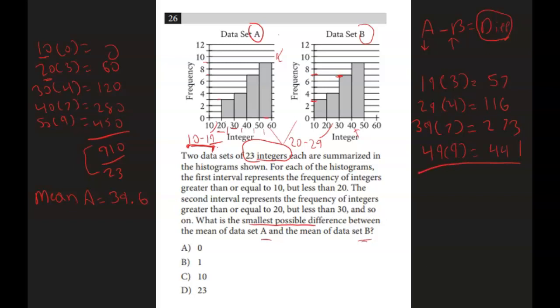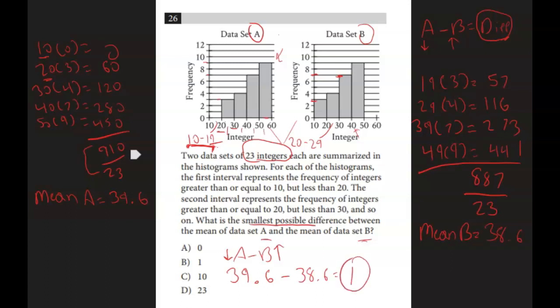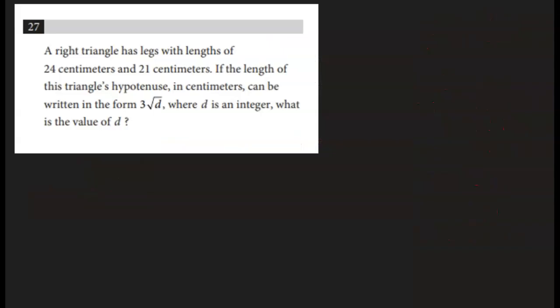We're going to add all these up. That should equal 887. We're going to divide that by the amount of integers, data points. That's going to be 23. And that means the mean for B is going to equal 38.6. And so we're going to take the mean of A minus B. That's going to be 39.6, because we made A as low as possible while making B as high as possible. We got 38.6, and that's going to equal 1 as the difference. Answer choice B.